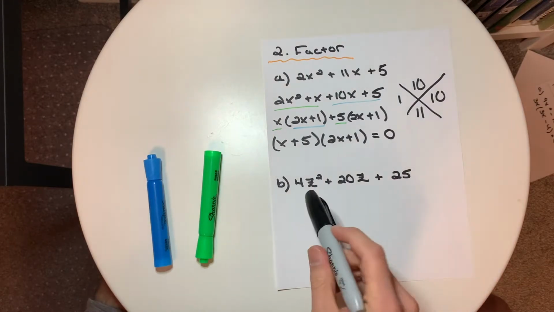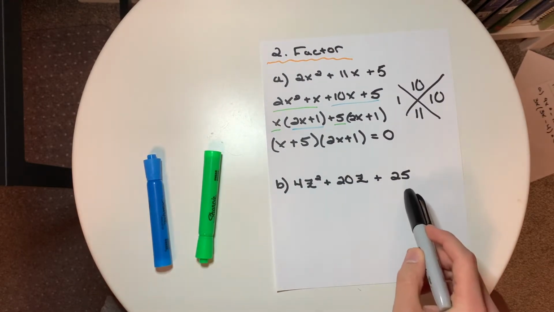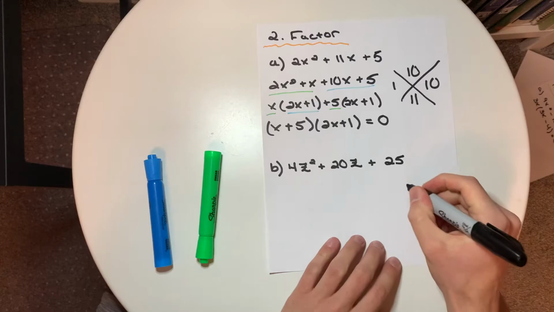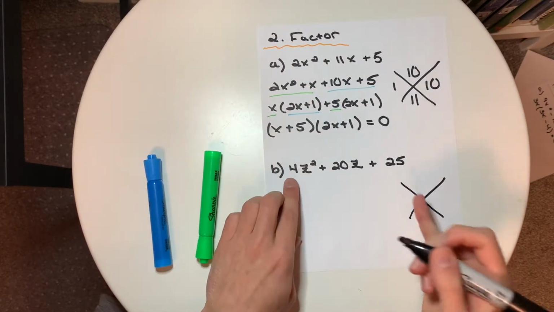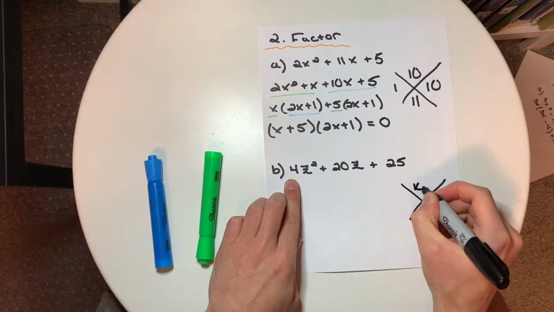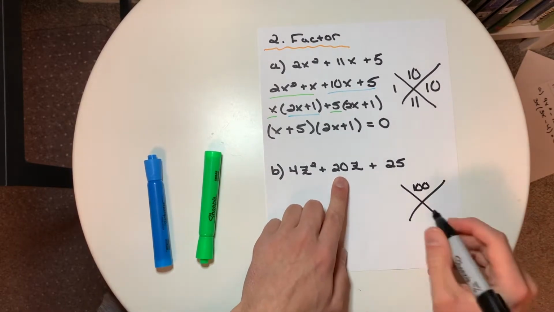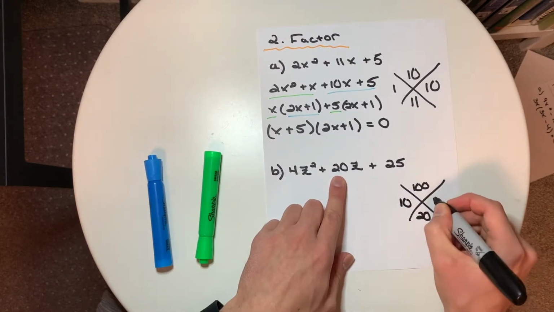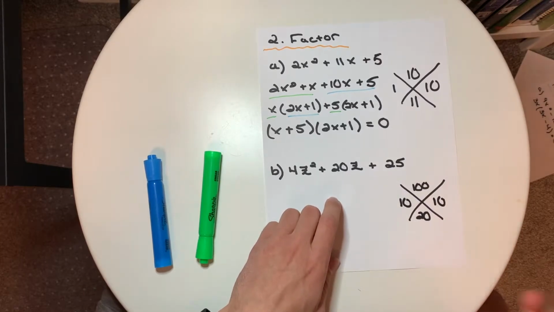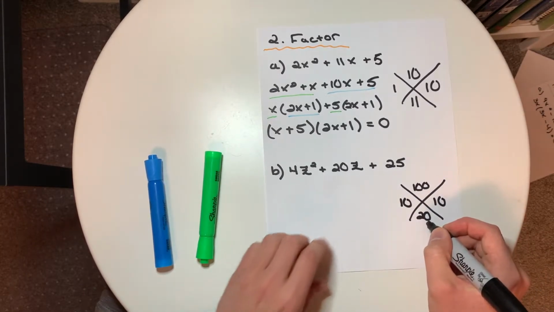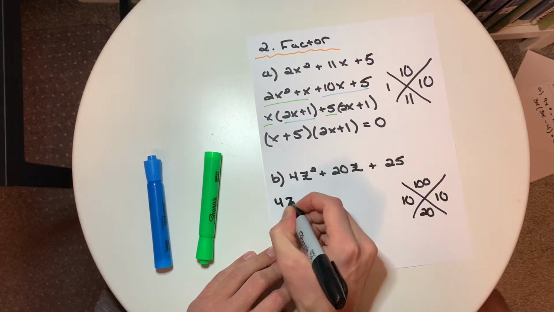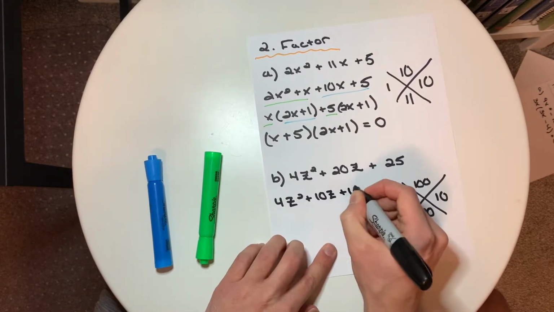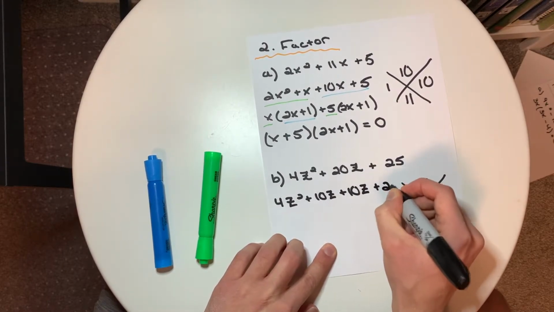We have the same scenario here. We have a non-1 coefficient, and we have a regular trinomial. So let's draw our x again. What multiplies to make 4 times 25? That's 100. And what adds to make the middle term, which is 20? I would say 10 and 10, because 10 times 10 gives us 100, but 10 plus 10 gives us 20. So let's write those two terms in now: 4z squared plus 10z plus 10z, because they're both 10s, plus 25.